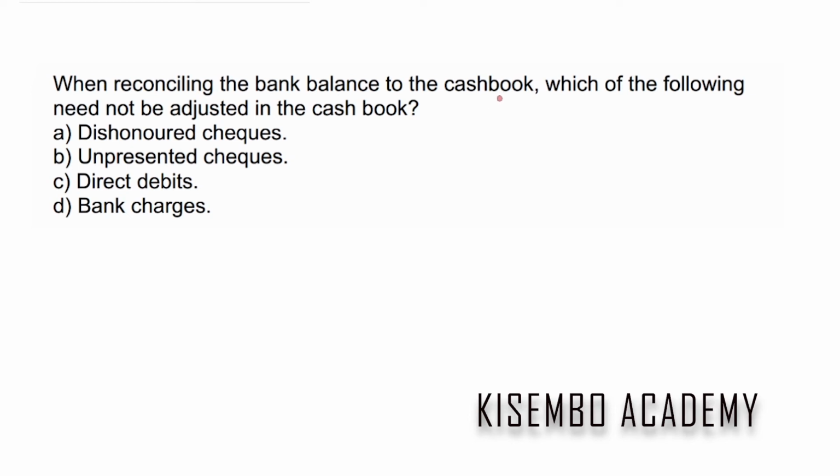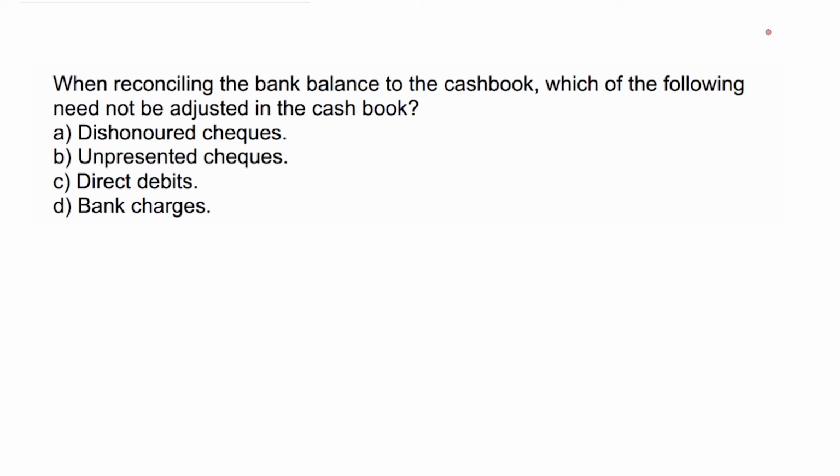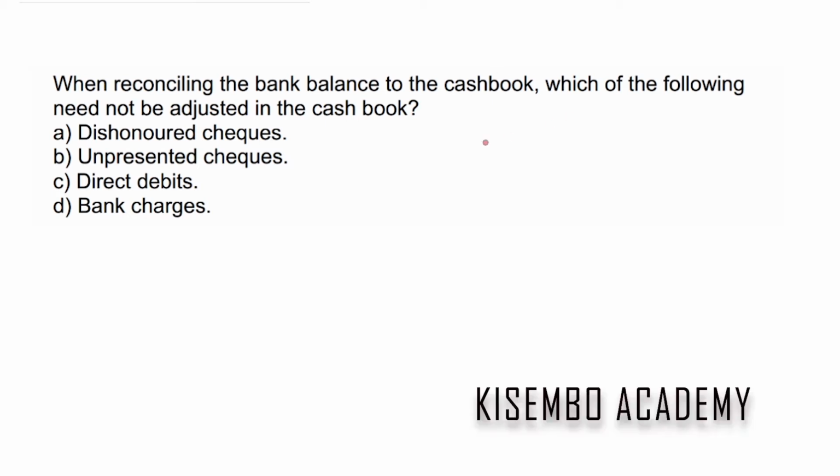When reconciling the bank balance to the cash book, which of the following need not be in the adjusted cash book? First of all, in the adjusted cash book, remember, we deal with items that appear in the bank statement but do not appear in the cash book. Those are the ones that we consider in the adjusted cash book. And then also, errors in the cash book are corrected in the adjusted cash book. So which one should not be?